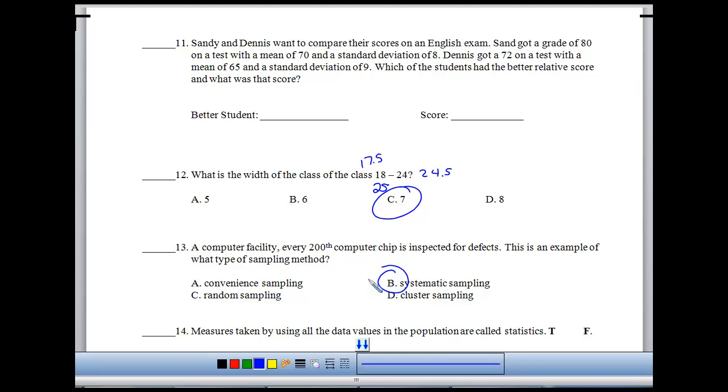Luann Kirkland. Okay? Measures taken by using all the data values in the population are called statistics. True or false? That's false. Very good. Okay, it is false. If they're measures that describe the population, we call them what? Parameters. Excellent. Yes, very good. All righty.